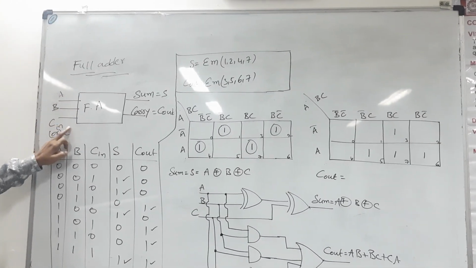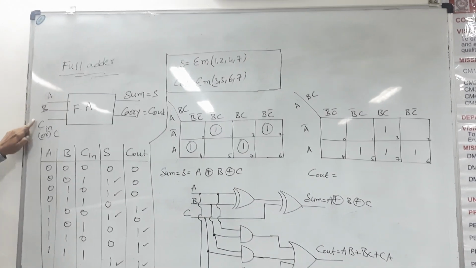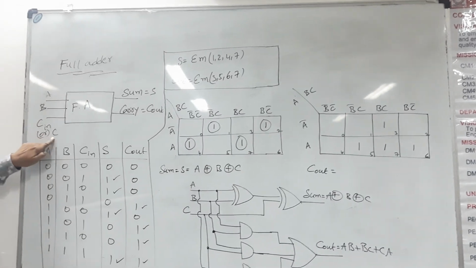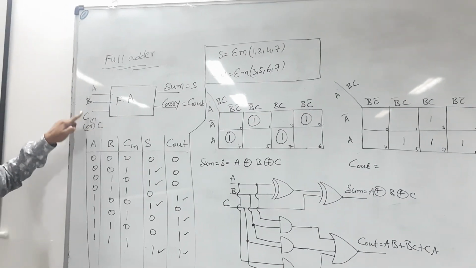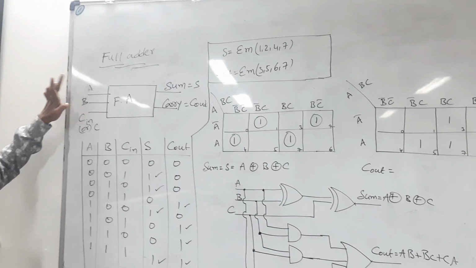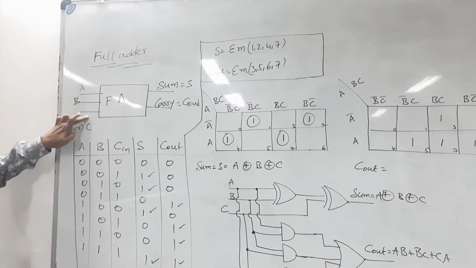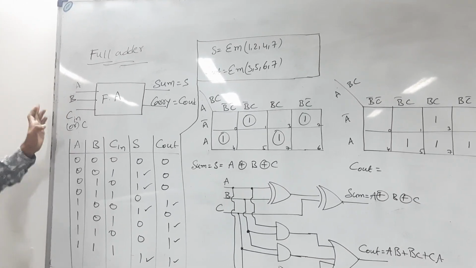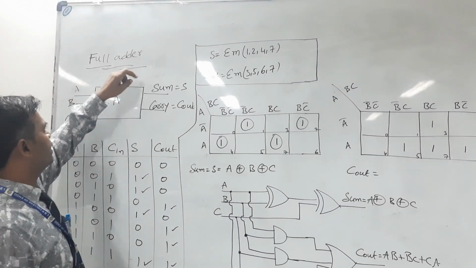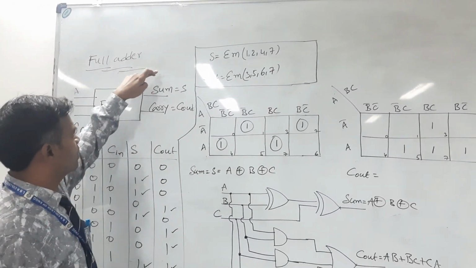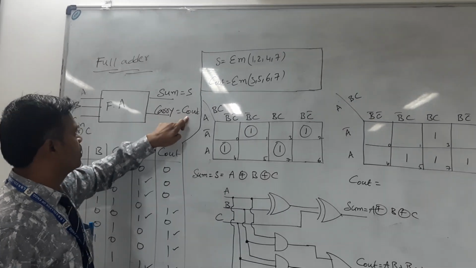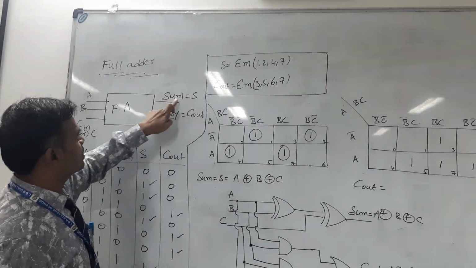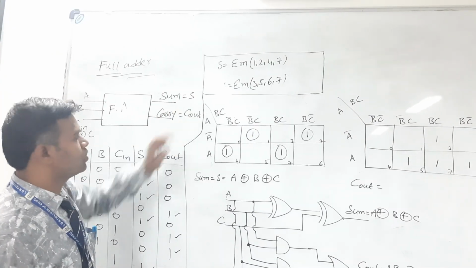It has three inputs which are labeled as A, B, C in, or in short form I am also writing it as C. You can write it as C in or C. Okay, the inputs are A, B, C or A, B, C in, and the full adder has two outputs, which are sum and carry, and carry is nothing but the carry out. In short form I am writing sum as S and carry as C out.